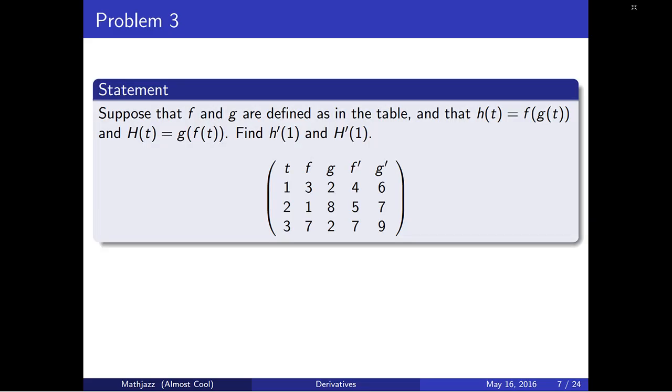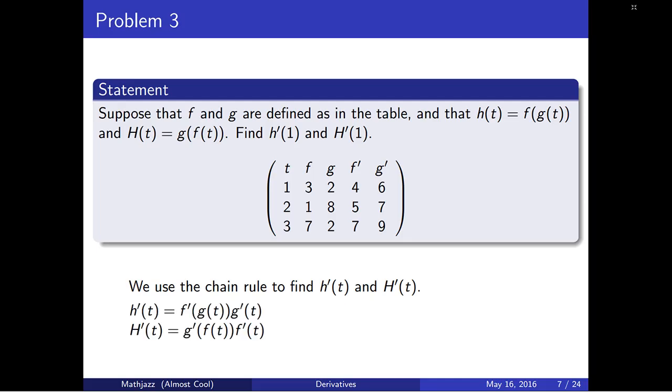Problem 3. Suppose that f and g are defined as in the table, that h of t equals f of g of t, capital H of t equals g of f of t. Find h prime of 1 and capital H prime of 1. Well, this is just using the chain rule. So, using the chain rule, we get h prime of t equals f prime of g of t, times g prime of t. And similarly for capital H of t.